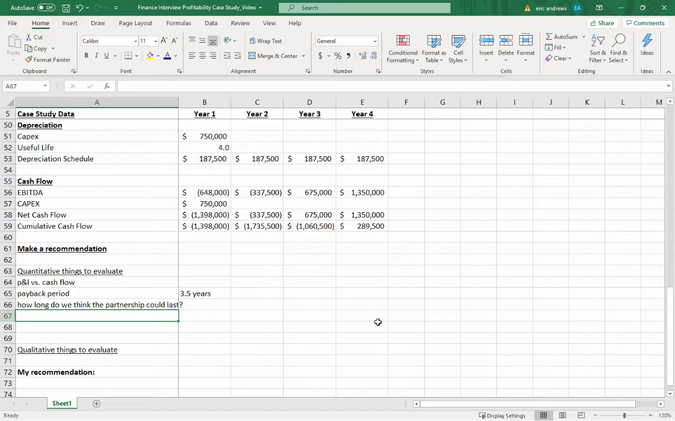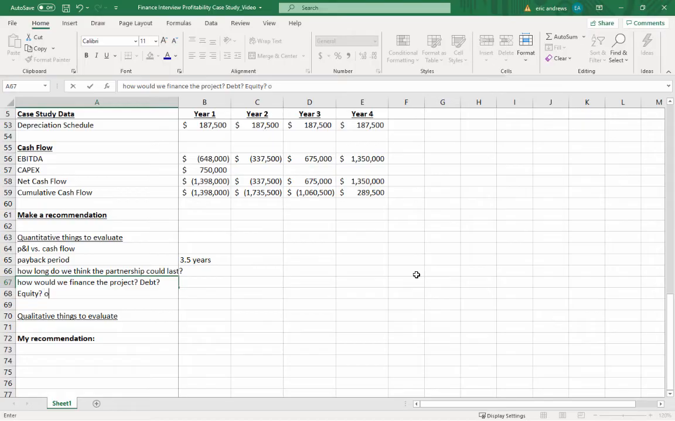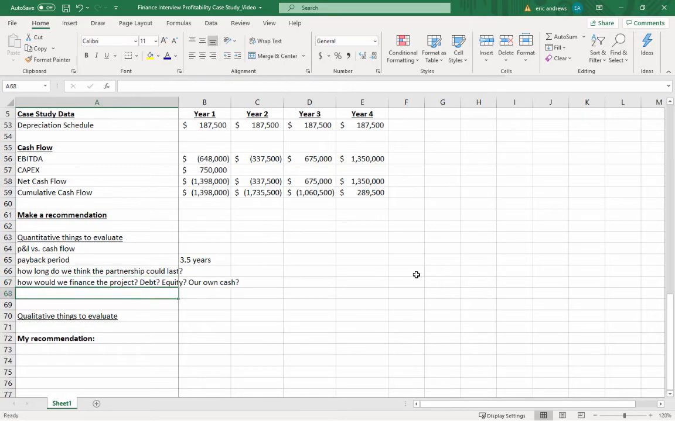What else? We could think about how we would finance the project. Debt, equity, our own cash, because some businesses have a couple million dollars on the balance sheet. Some businesses don't. What if we could take out a loan and finance this project and just pay it back with the future profits? Well, that would be convenient.